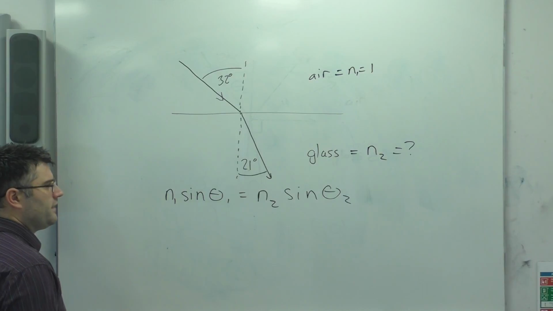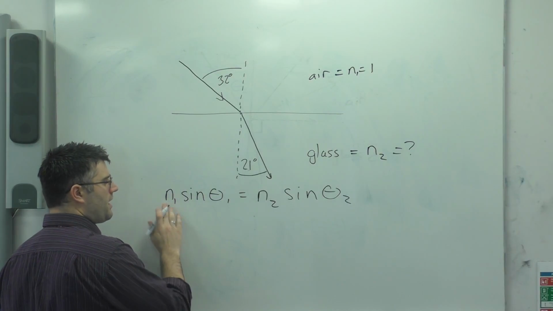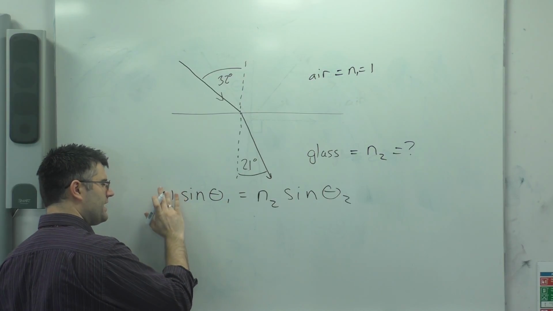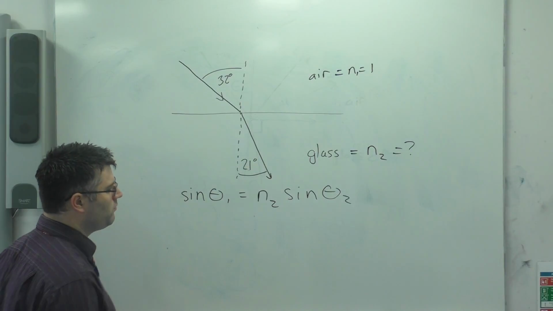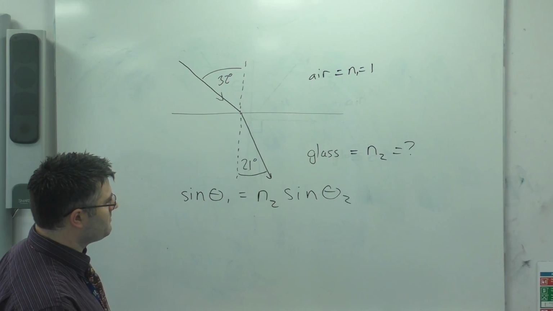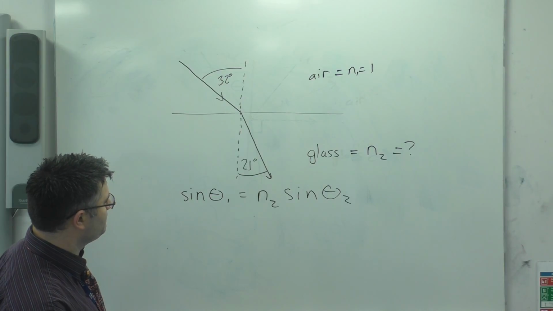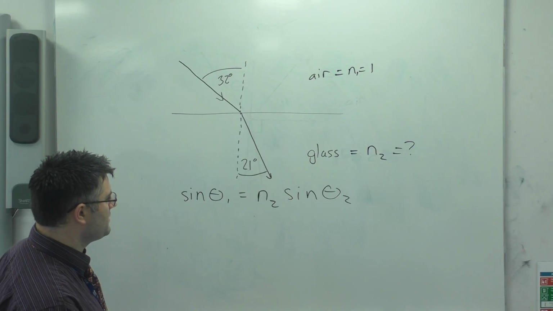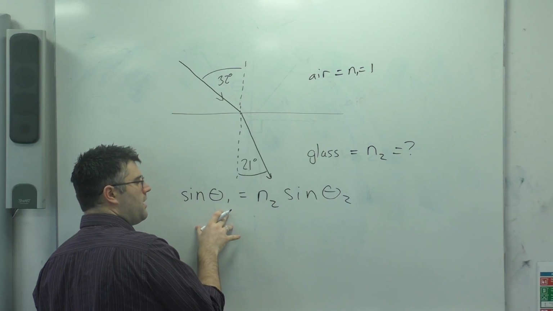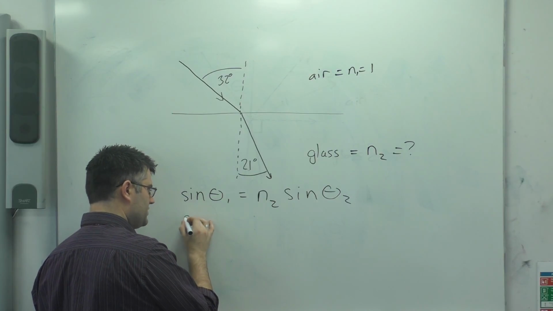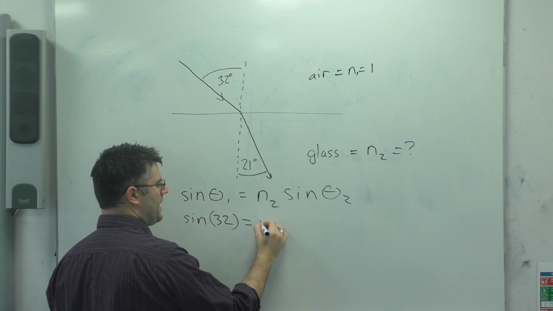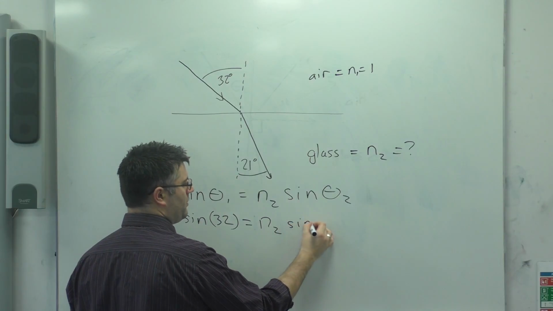And then it's just a matter of filling in the rest of the blanks. So, N1 is 1, so 1 times sine theta 1 is just going to be sine theta 1. So for all intents and purposes, we can actually get rid of that 1 that's right there. Then we need to work out what N2 is. So we need to divide both sides by sine theta 2. It might be helpful at this point to write in the numbers. So sine of 32 is equal to N2, which is our unknown, sine of 21.